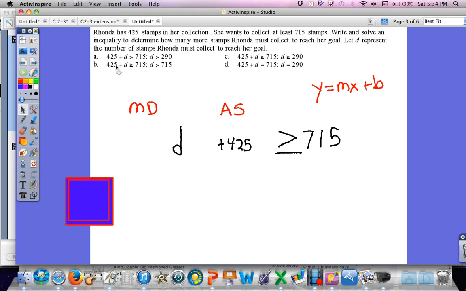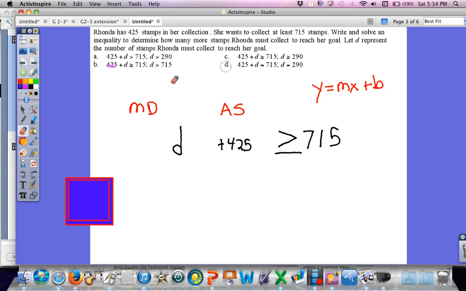I have two choices here. Notice that they wrote this in a different order than I did, but I can still figure out the answer. This is D and 425 added together, and it's going to be greater than or equal to 715. But that also says that the value of D would be greater than 715, but she doesn't need to collect 715 more stamps because she already has 425. So let's look at the other option.